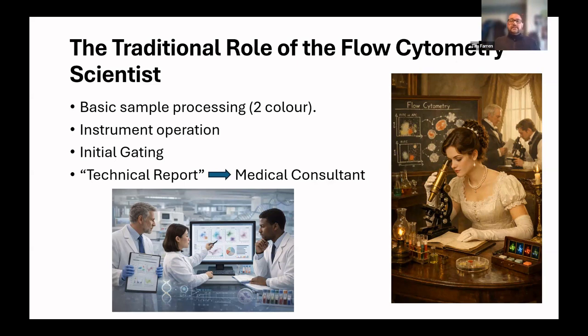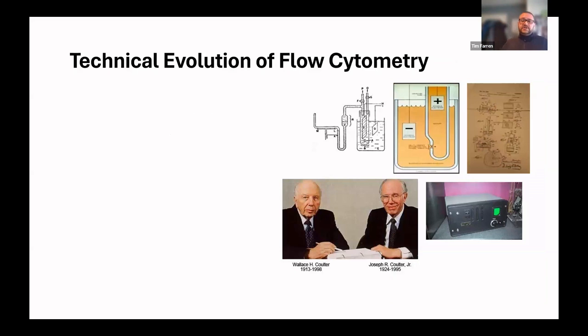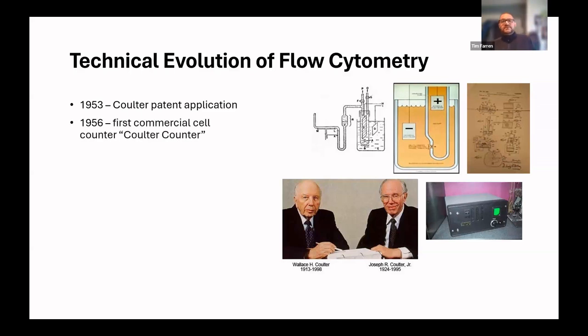So when we look at the technical evolution of flow cytometry, one of the major drivers behind the evolving role of the scientist has been the rapid development of the technology itself. Now we know that flow cytometry has been around for a long time, certainly from the initial patent that was filed by the Coulter brothers in 1953. In 1956, you could buy that box. The first commercial Coulter counter was available.